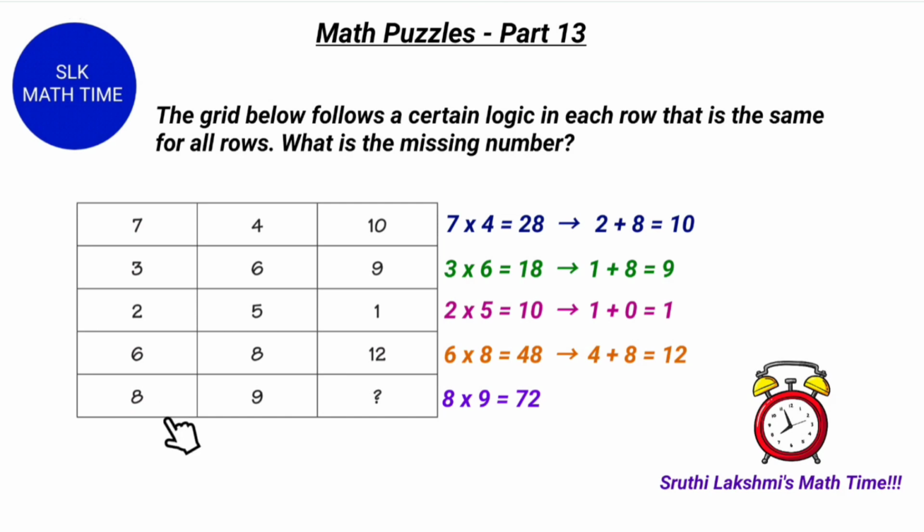Now we have to find what the last number for the fifth row is. So first, let's multiply 8 into 9, which is 72. Then add the digits 7 and 2 together. 7 plus 2 is 9. So the last number is 9.